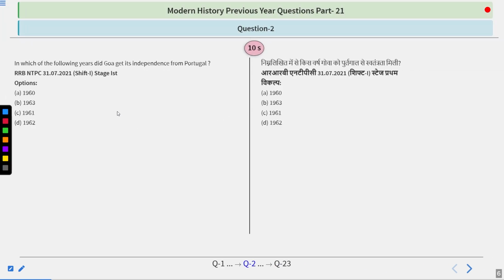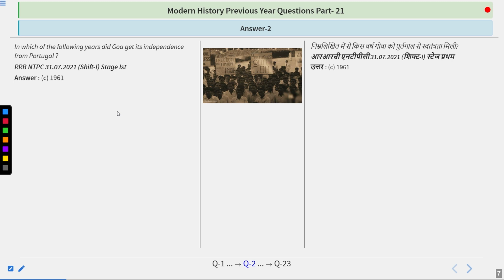In which of the following years did Goa get its independence from Portugal? Options are 1960, 1963, 1961 or 1962. Think about it. If you have heard about the post-independence history of India, you must have heard how Goa got liberated from Portugal and in which year. So the answer is option C, that is 1961.